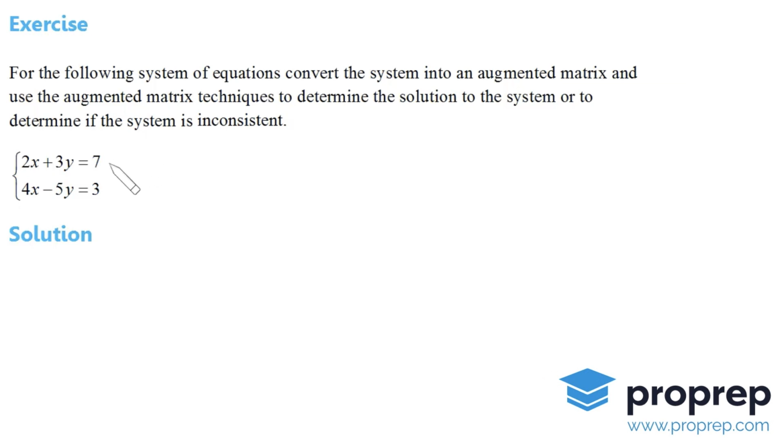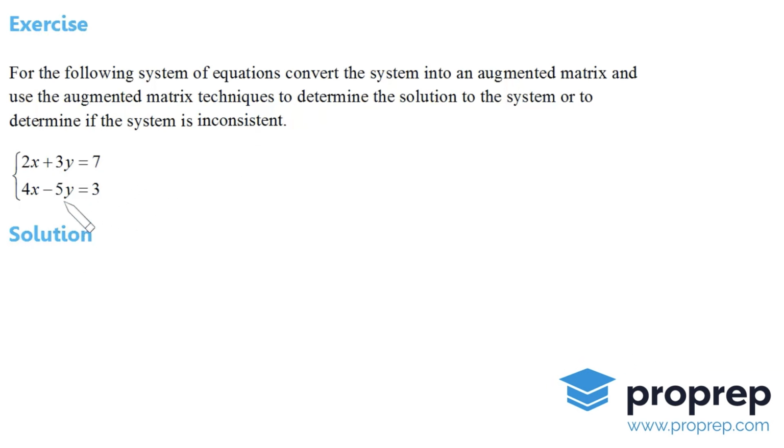Here we have a system of linear equations, two equations and two unknowns, and we're going to try to solve it using the augmented matrix techniques. And if we somehow don't get a solution, then it might mean the system is inconsistent, and we'll say so.